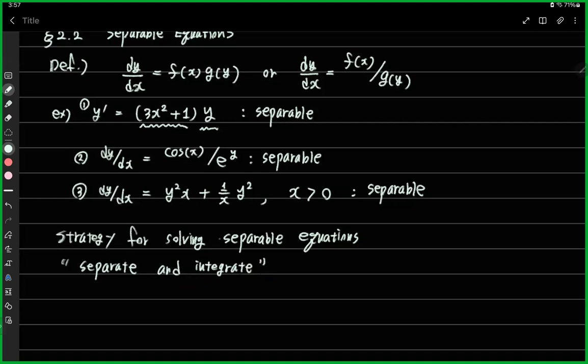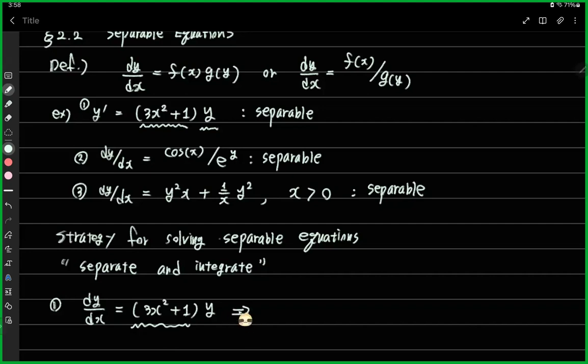So let's look back at example 1. y prime, dy/dx, is equal to 3x squared plus 1 times y. You see that this is a function of x, and then there is a dx, something relating to x, right? So we put them together on the left-hand side, and move all the things relating to y to the right-hand side, so that we completely separate the x terms and y terms.